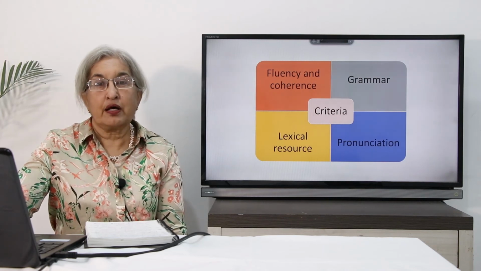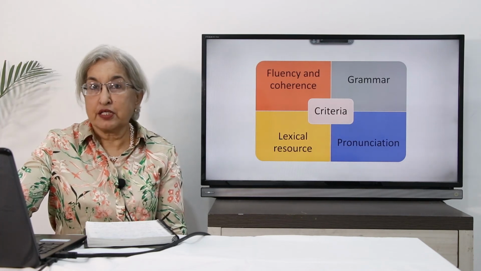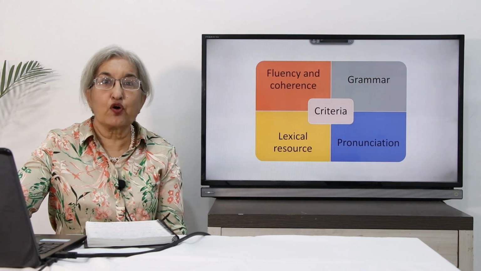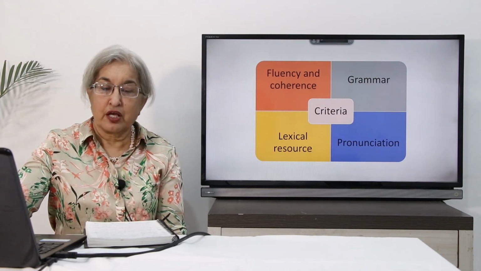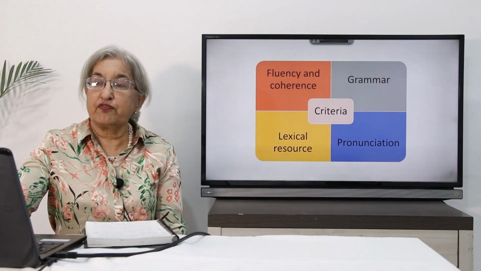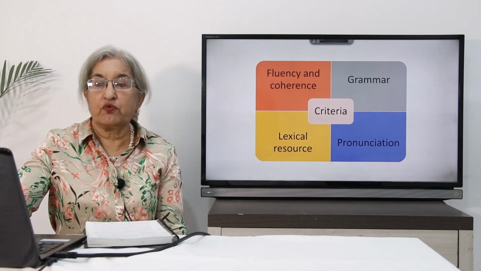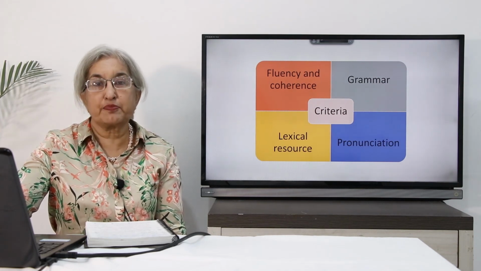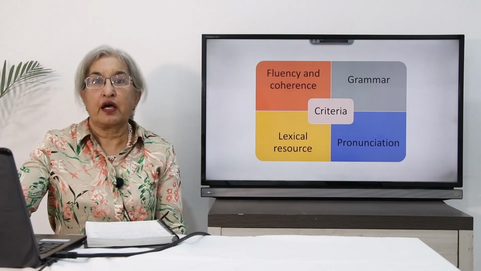Above all, you must sound clear in such a way that the listener, that is the examiner, does not have any problem in comprehending your speech. So these are the different criteria that will fetch you a higher band in the speaking module of the IELTS test.